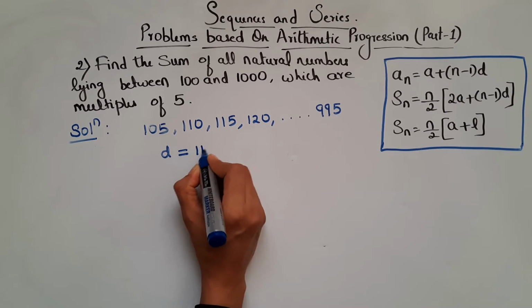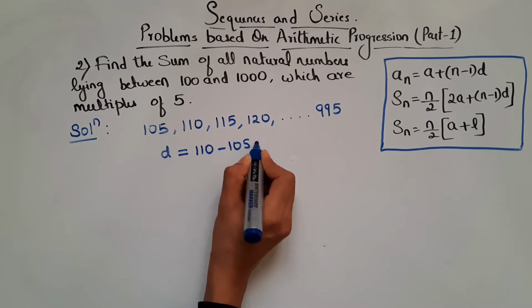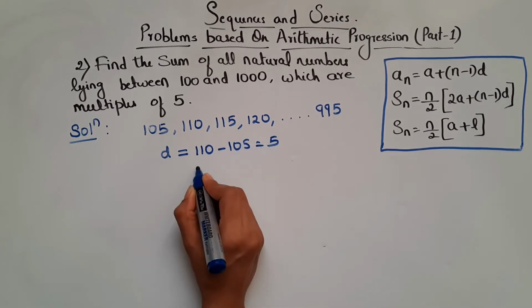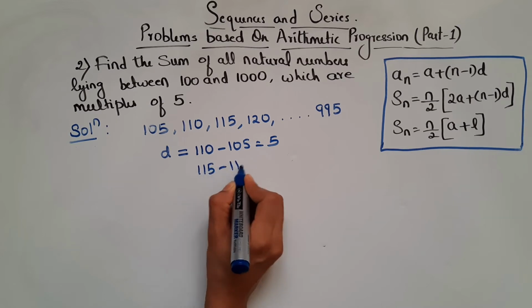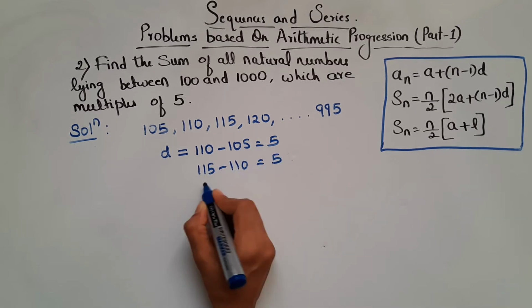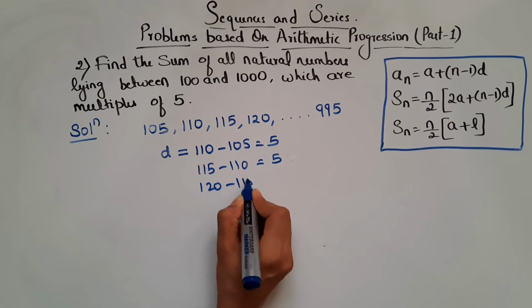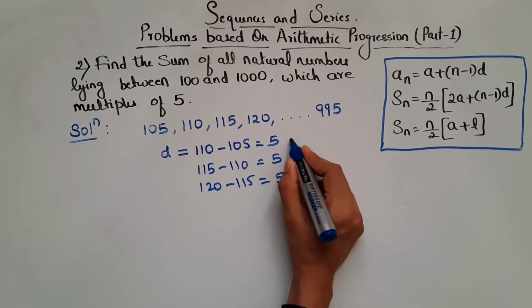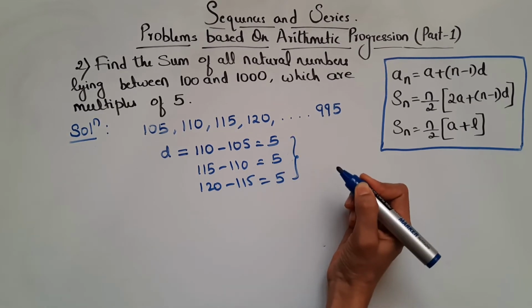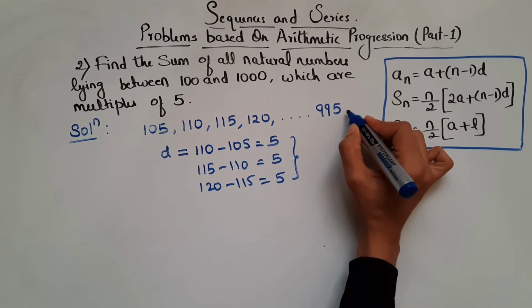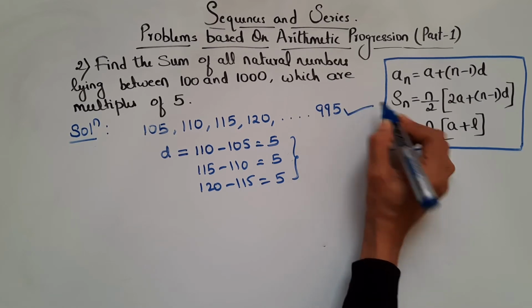So 110 minus 105 will give you 5. 115 minus 110 will give you 5. 120 minus 115 is also 5. So here the common difference is the same, a constant. So we can say this given sequence is in AP.